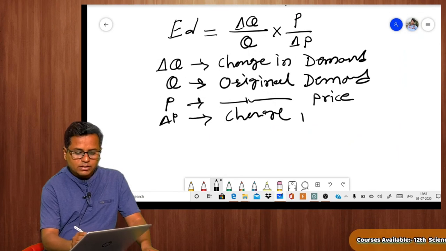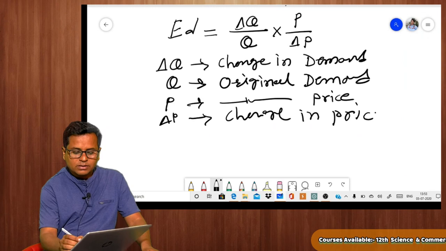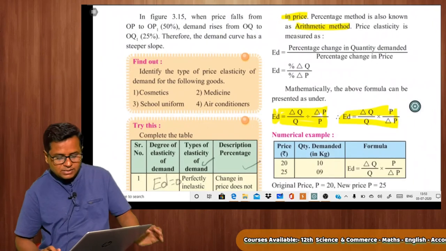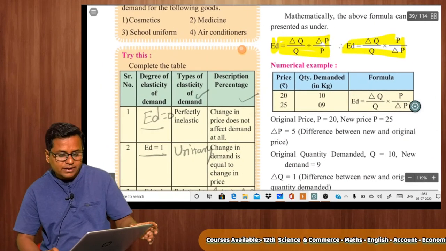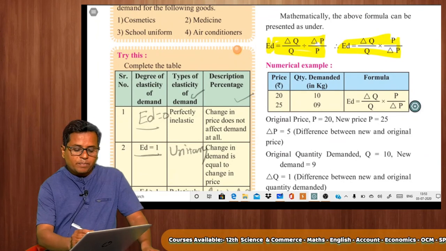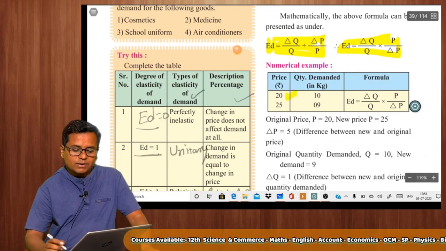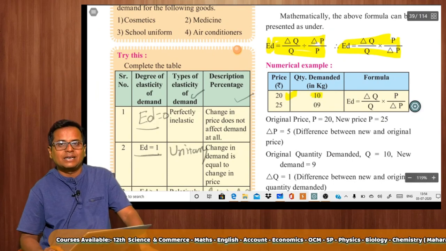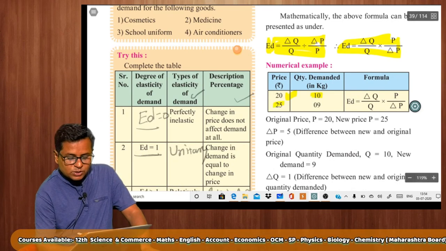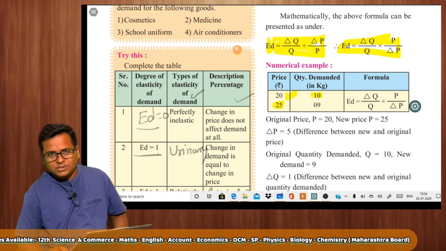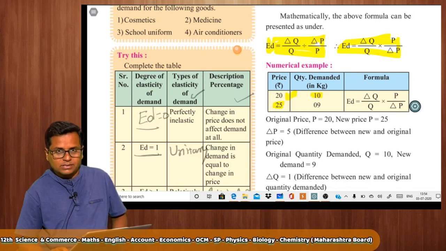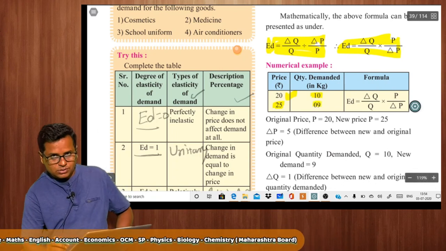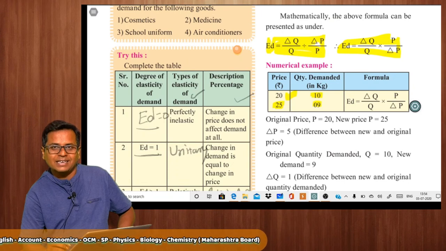Here one example is given for measuring price elasticity of demand that we are going to solve. See, when price of X commodity was rupees 20, 10 kilograms is the demand. When price is rupees 25, there is a rise in price from 20 to 25. As a result, demand fell from 10 units to 9 units. Now the new demand is 9 kilograms.